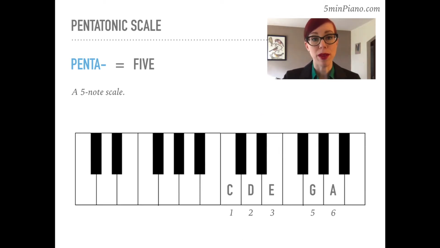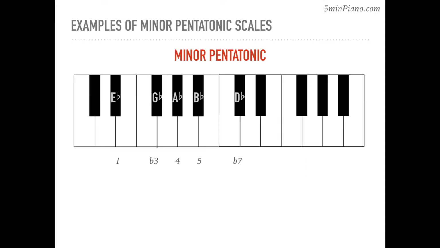You could use the major pentatonic scale and just start on a different note to play that scale's relative minor. In this case, instead of starting on C, we'll start on A, but use the same notes, and we've formed an A minor pentatonic scale, the relative minor of C major. A minor pentatonic scale can also be played using all the black keys if you start on E flat.